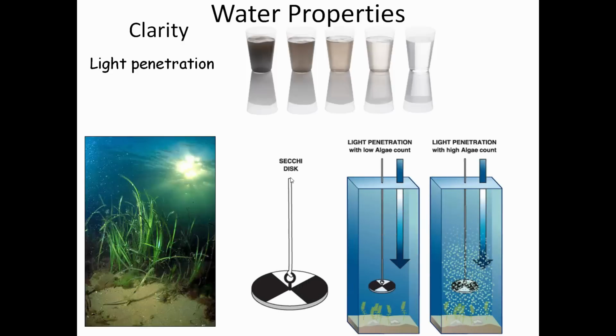It's determined with what's called a Secchi disc. Light penetration, low algae content, light goes down quite a bit, but again, it's got to bounce back up, so it really penetrates twice the depth of what you can see for the Secchi disc. If you have algae content, that will absorb some of the light and make it harder to see.